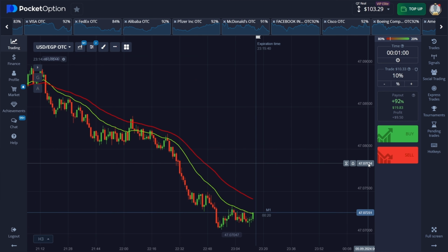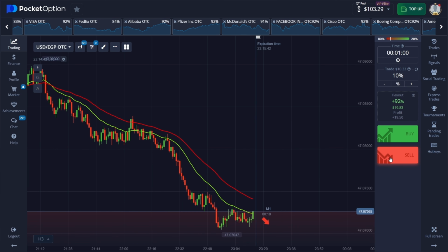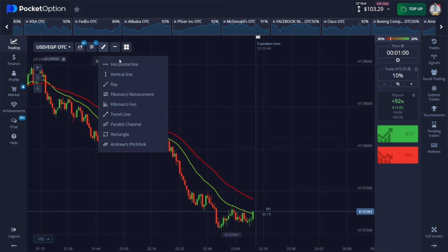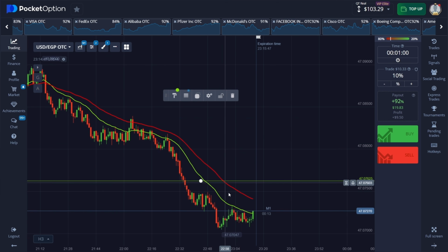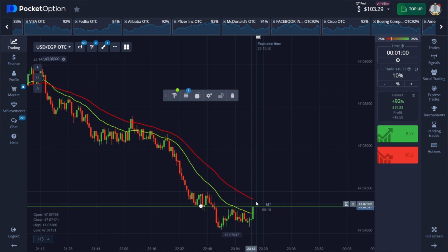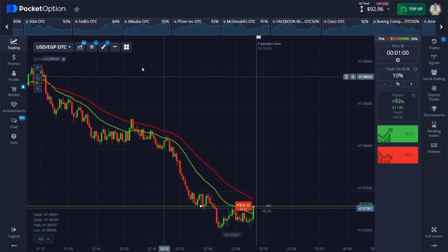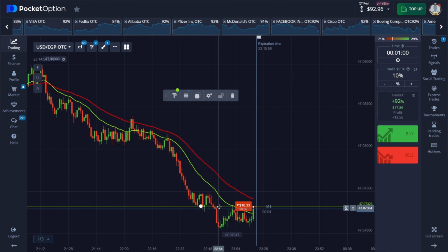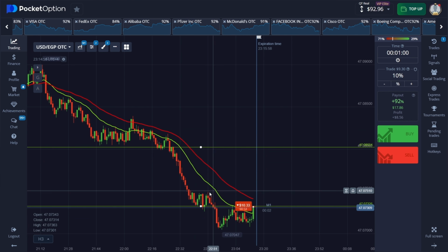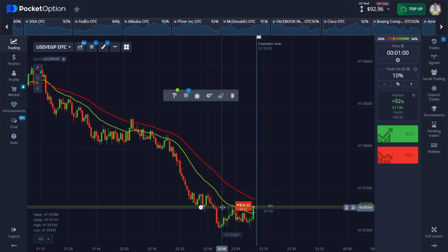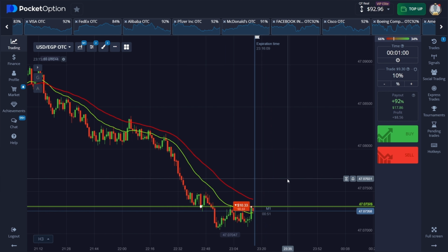Next, I see a trade opportunity on USD EGP for the downside move based on the moving average. I got a good entry, so I placed a trade for the downside move on USD EGP OTC. It was a solid resistance level, and the moving average supports this. You can see a solid downtrend here, which is why I took this trade for the downside move. The trade is currently going in our favor and looks like a good win.